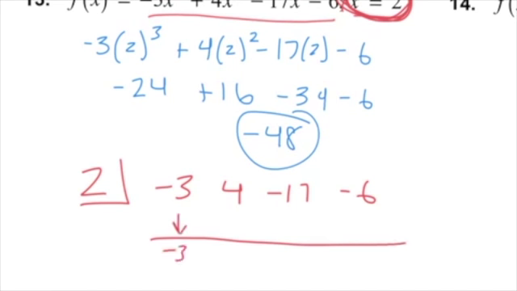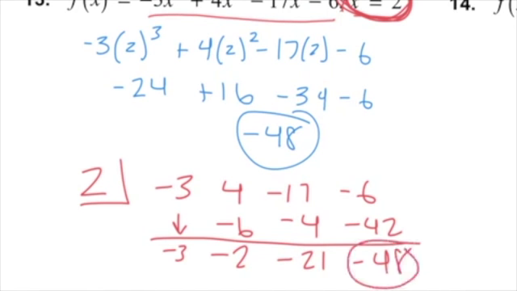That drops down. That's negative 3. Negative 3 times 2 is negative 6. 4 and negative 6 is negative 2. Negative 2 times 2 is negative 4. Negative 17 and negative 4 is negative 21. 2 times negative 21 is negative 42. And negative 6 and negative 42 is negative 48. Would you look at that? The remainder of my synthetic division is the same as the answer.